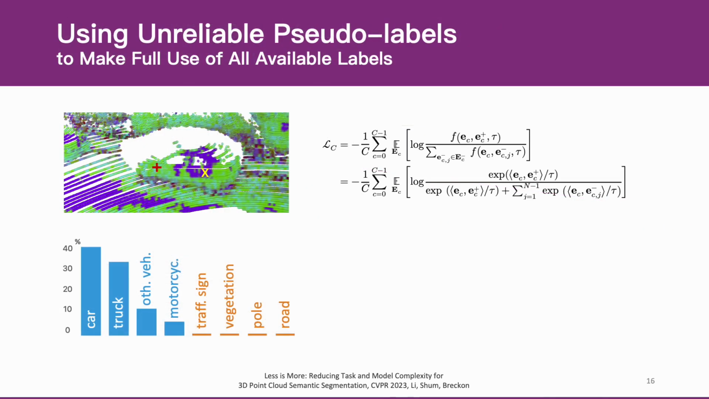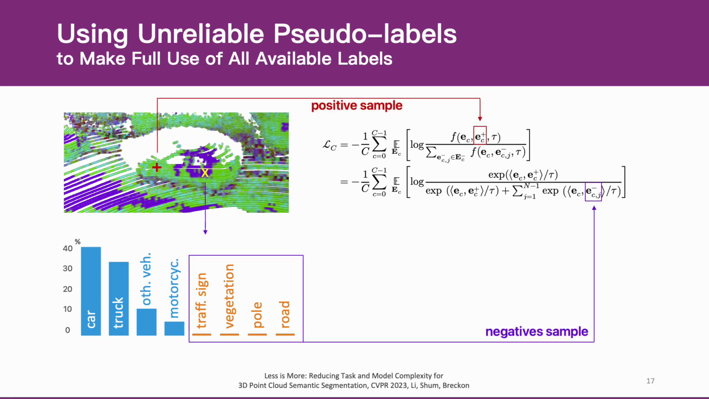The third contribution is using unreliable pseudo-labels to make full use of all available labels. Unreliable pseudo-labels are frequently eliminated from semi-supervised learning tasks or have their weights decreased to minimize performance loss. However, such a simplistic discarding of unreliable pseudo-labels may lead to valuable information loss, as unreliable pseudo-labels can offer information that helps in discrimination. As shown in this figure, the unreliable pseudo-predictions show a similar level of confidence on car and truck classes, whilst being sure the voxel cannot be pole or road.